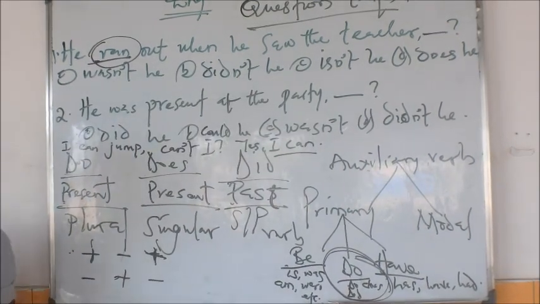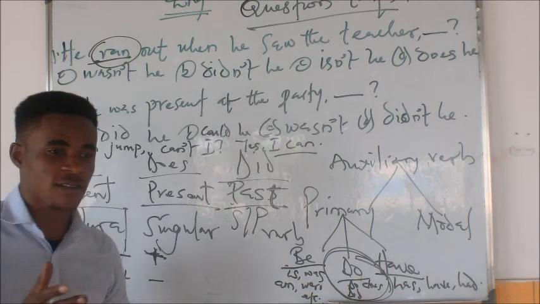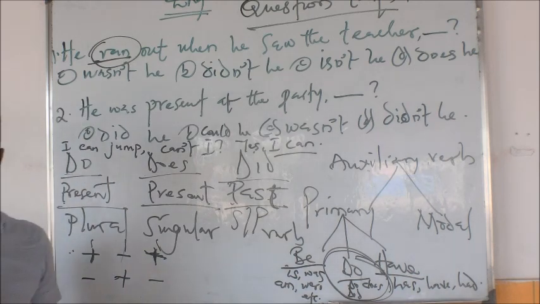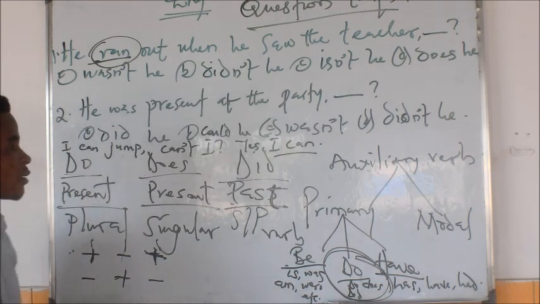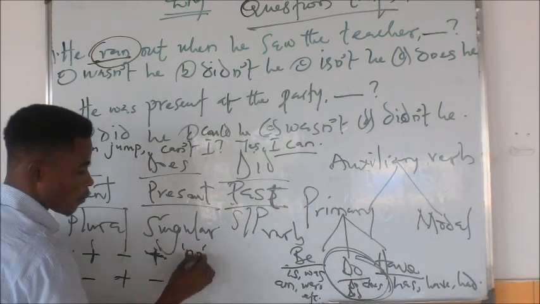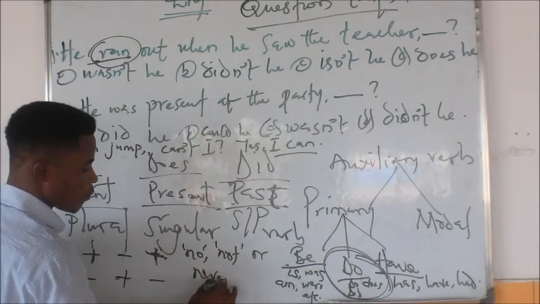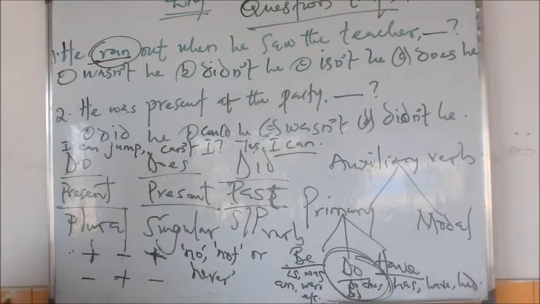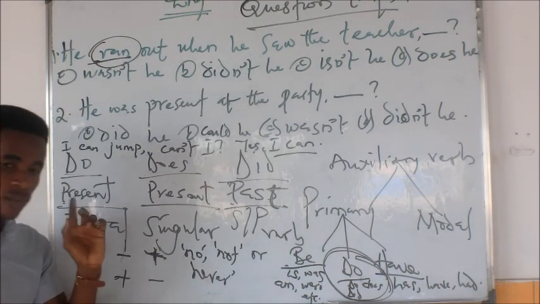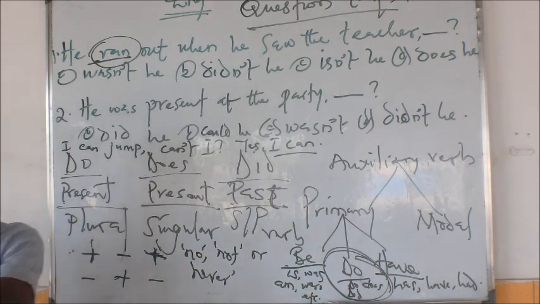How do you identify a negative statement? I think you should put this down. A negative statement has no, not, or never. A negative statement has what? No, it has not, and it has never. That is a negative statement.